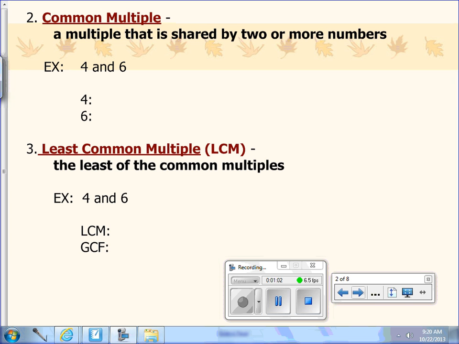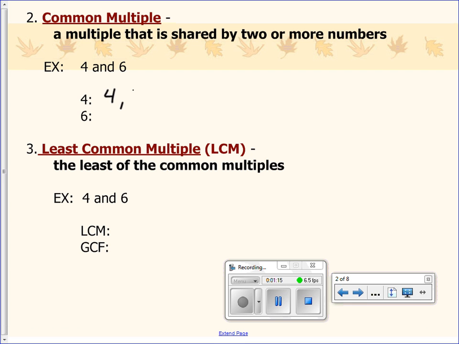So, our lesson is we're trying to find a common multiple. It is a multiple that is shared by 2 or more numbers. So, I'm going to list the multiples of 4. I'm going to list the multiples of 6.